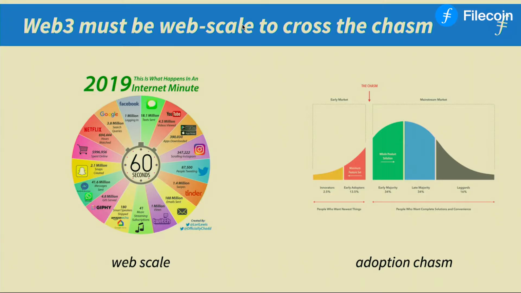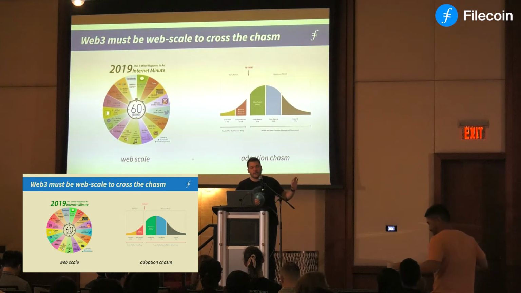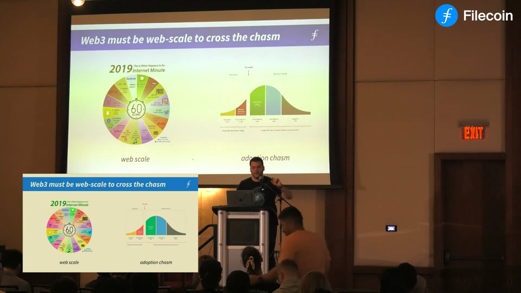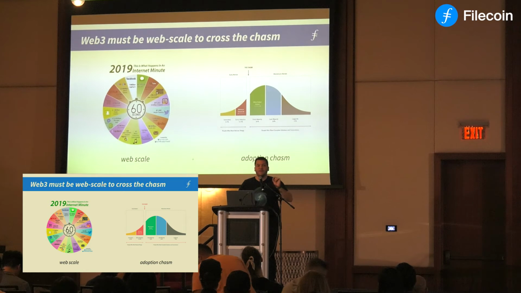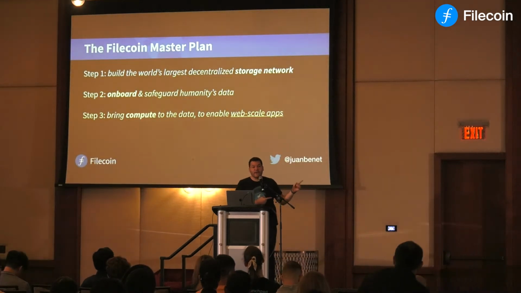However, the problem is Web 3 right now is not web scale. When you think about the scale of operations in a typical web application, we're talking massive scales of data, massive scales of computation, massive transactional volumes. Today, Web 3 is tiny in comparison to that, and no single blockchain can handle that kind of throughput. In order for Web 3 to cross the chasm and be adopted and realize that vision, Web 3 must become web scale. So Falcon aims to enable that.